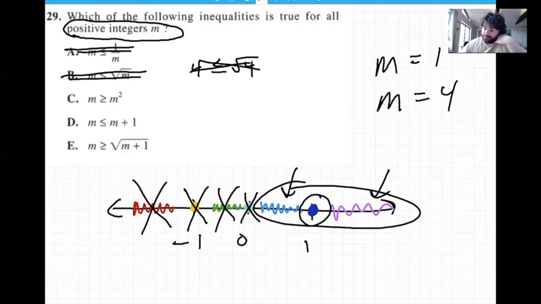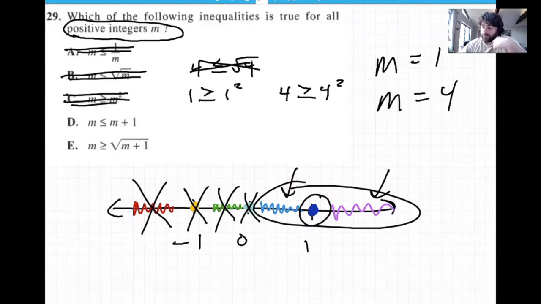So we try C. Is 1 greater than or equal to 1 squared? Yes, 1 is equal to 1 squared. But is 4 greater than or equal to 4 squared? No, because 16 is bigger than 4, and saying 4 is bigger than 16 doesn't make sense.